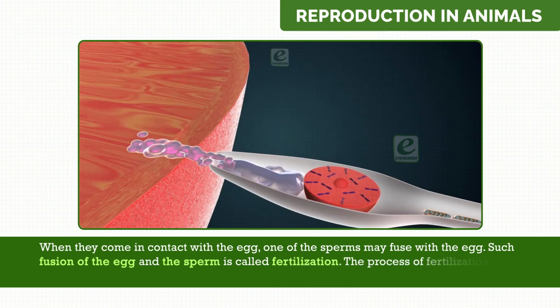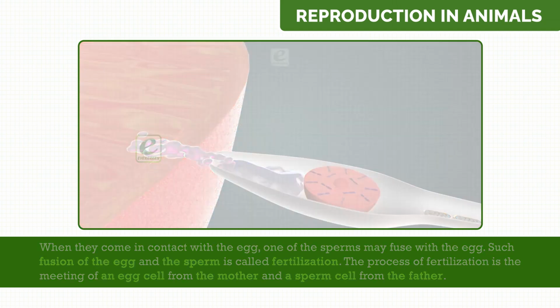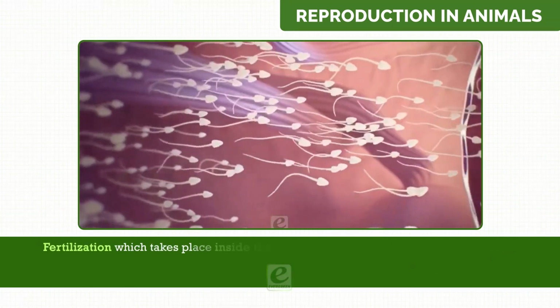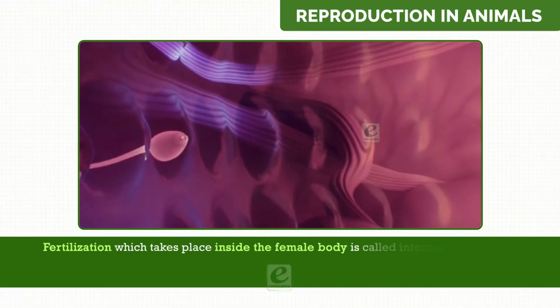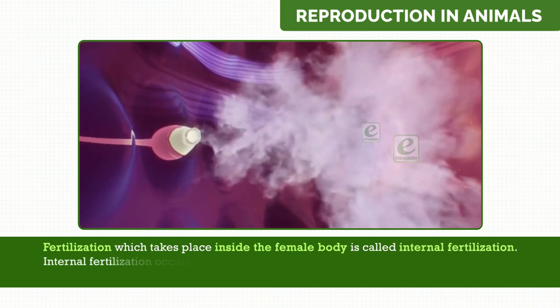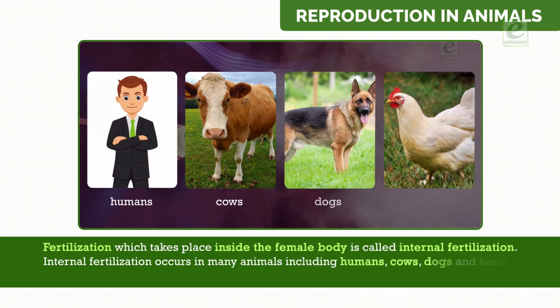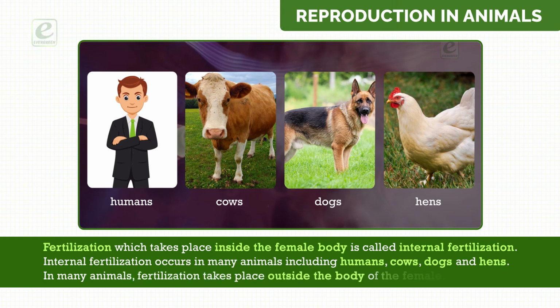The process of fertilization is the meeting of an egg cell from the mother and a sperm cell from the father. Fertilization, which takes place inside the female body, is called internal fertilization. Internal fertilization occurs in many animals including humans, cows, dogs, and hens. In many animals, fertilization takes place outside the body of the female.